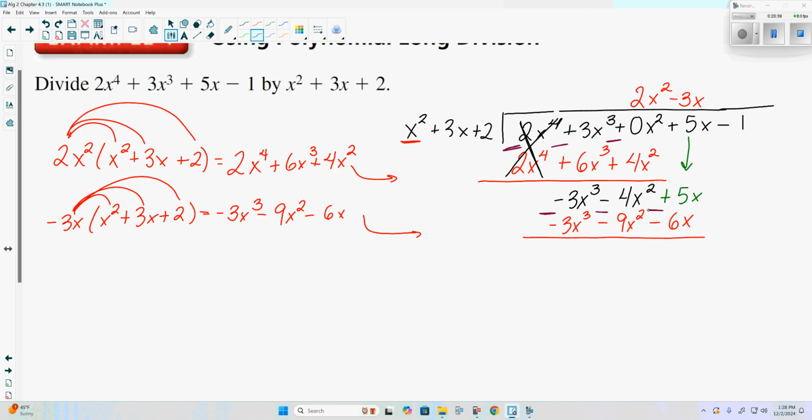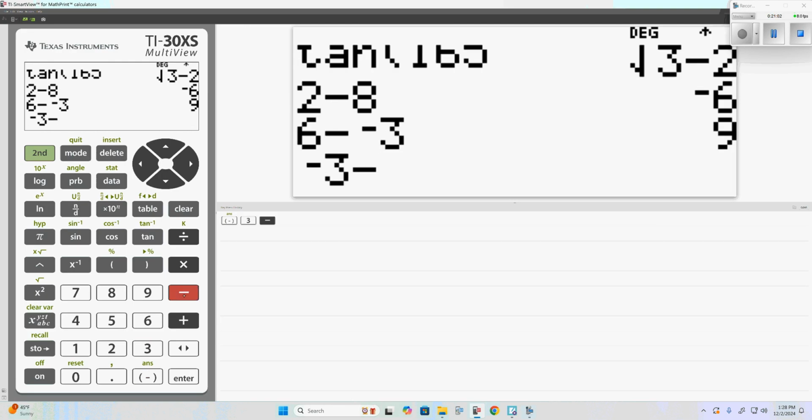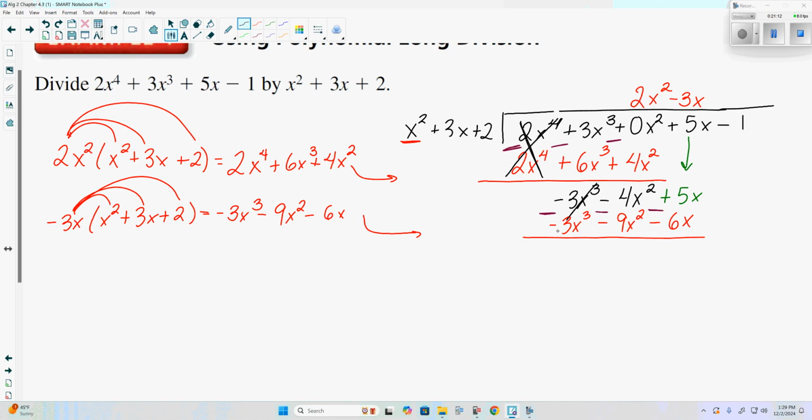Questions on this so far? Now, the first thing we need to subtract is negative 3x cubed minus negative 3x cubed. Now, again, for the most part, we can't do this in a calculator. But our coefficients, negative 3 minus negative 3, I can do that in a calculator, because negative 3x cubed minus negative 3x cubed, negative 3 minus negative 3 is indeed 0.